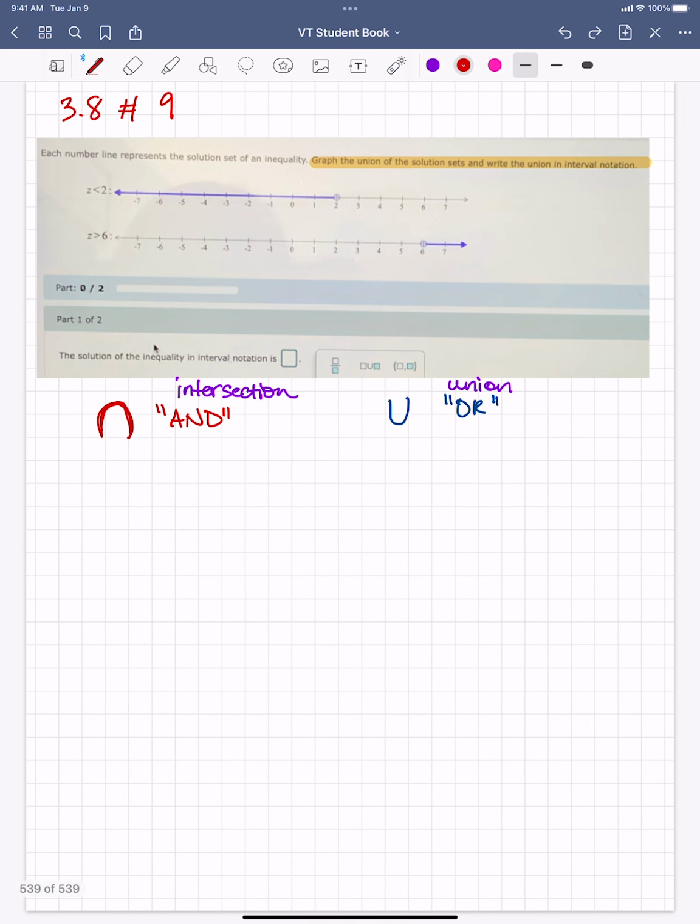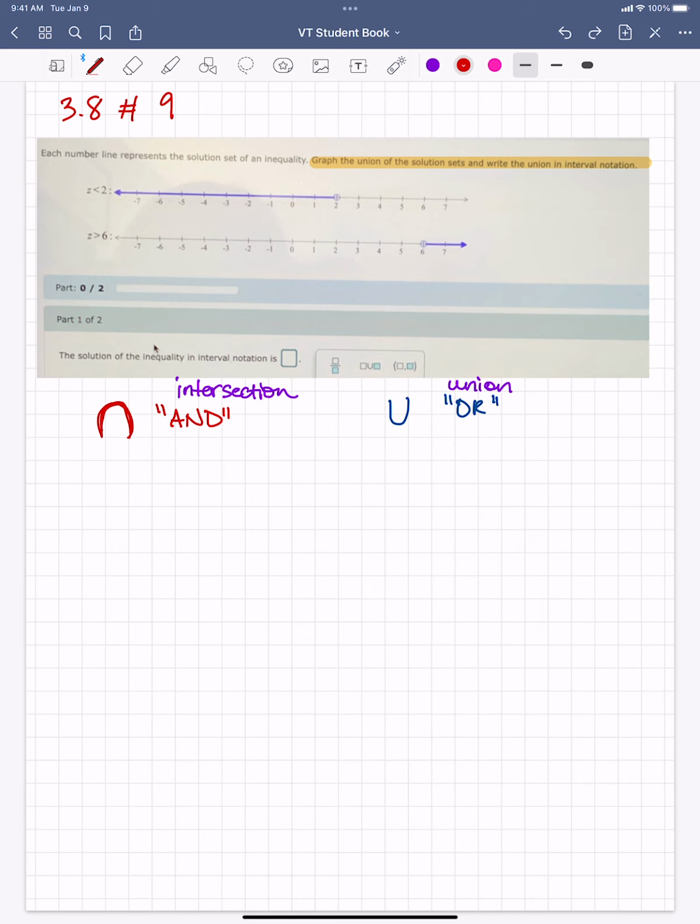And I kind of made a little shortcut here. It says that this is almost like an A for and, which means they intersect. And then the U just kind of means union or. So in the case of question number 9, this is obviously a union because there is no overlap here. So if they want to graph the union of the solution sets, that's kind of already been done for us.